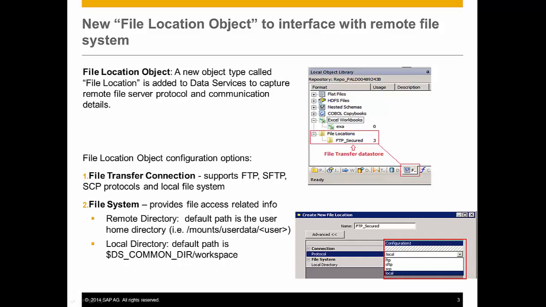In order to create a file location object in Data Services Designer, you will first need to provide the network protocol information such as FTP, SFTP, and SCP. You may also use the File Transfer Not Connection option to define the connection as a local file system. Once the network protocol is defined, the next step is to provide the location to access the files from. For example, if you're working with a local file server, Data Services will access the file from the local directory. On the other hand, if you're working with a remote file server, Data Services will first download the file from the remote directory and save a copy in the local directory in order to access the files.